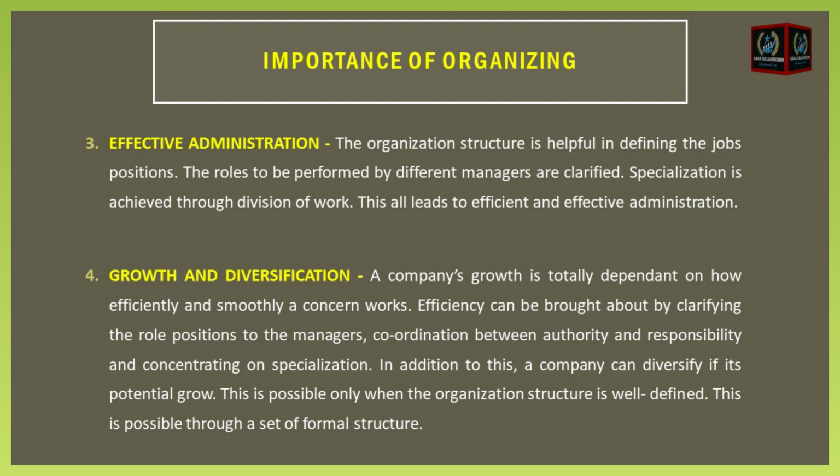Then, fourthly, comes growth and diversification. A company's growth totally depends on how effectively and smoothly a concern works. Efficiency can be brought about by clarifying the role positions of managers, coordination between authority and responsibility, and concentrating on specialization. In addition to this, a company can diversify its potential growth. This is possible only when the organizational structure is well defined. This is also possible through a set of formal structures.